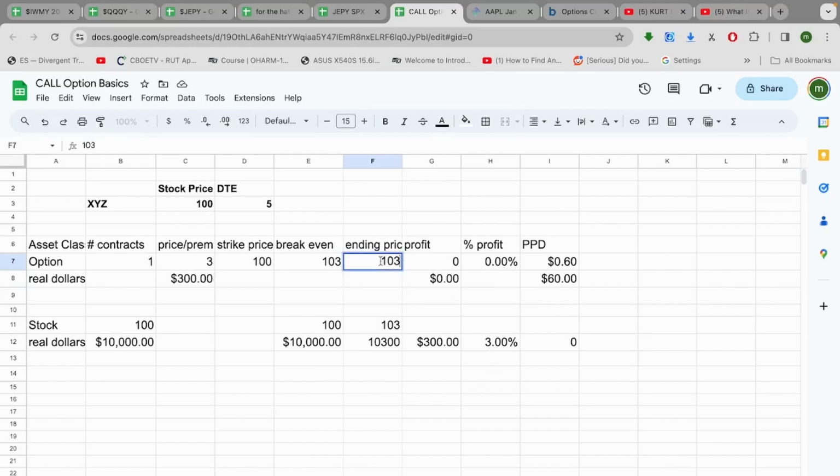Let's say that this company had a big earnings report and went to 120. Let's look at that. Okay, well, both people did well. The guy that owns the stock made $2,000. The guy that bought the option only made $1,700. But on a percentage basis, he made 25 times what this guy made right here, or 20 times. That's really nice on a percentage basis.